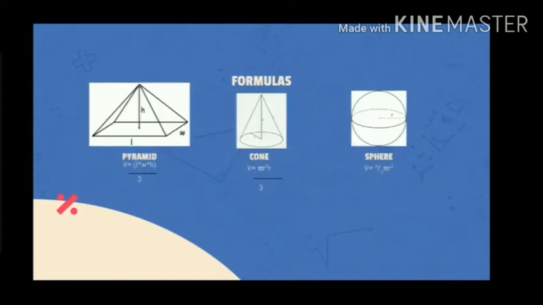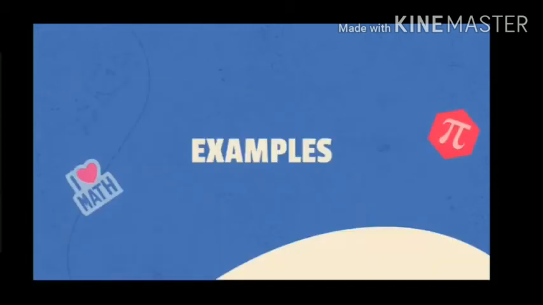The next formula is for the pyramid. You'll have to multiply length times width times height, all divided by 3. For the cone, you'll have to multiply pi times radius squared times height, all divided by 3. And for the sphere, you'll have to multiply 4 over 3 times pi times r cubed. So here are the examples.